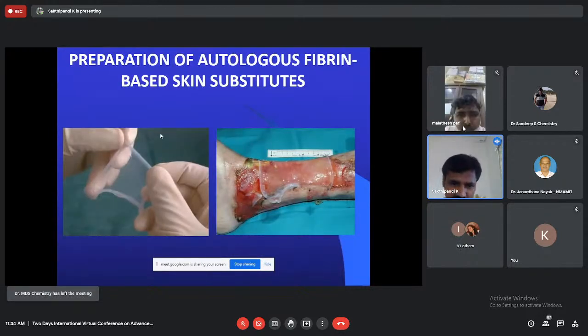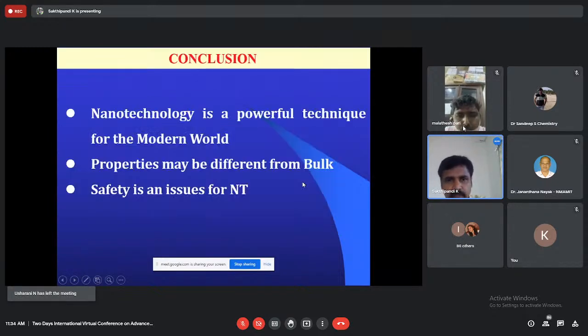And artificial skin is also available nowadays. So if you get some scrap, you can put some artificial skin on this. So in this outlook, I can conclude that nanotechnology is a powerful tool for the modern world. The properties may be different from the bulk material.